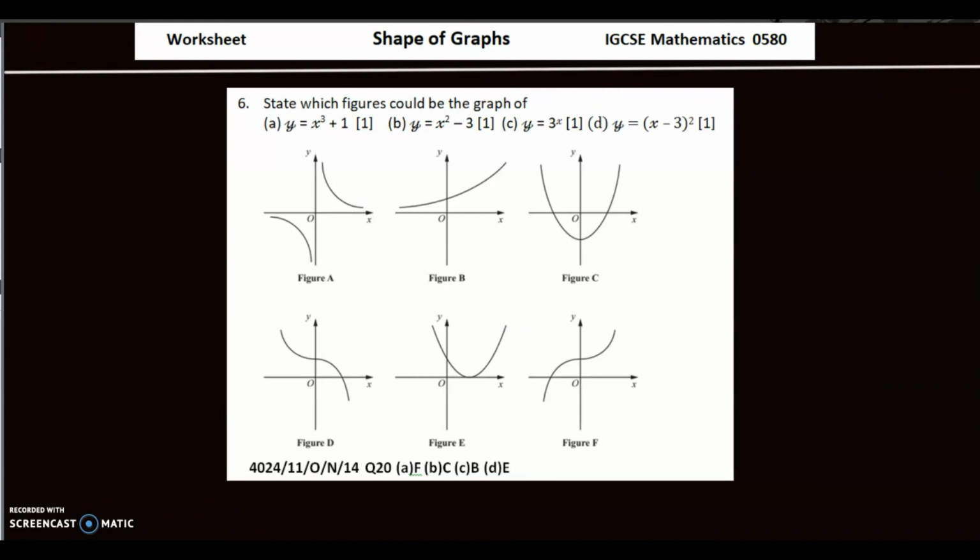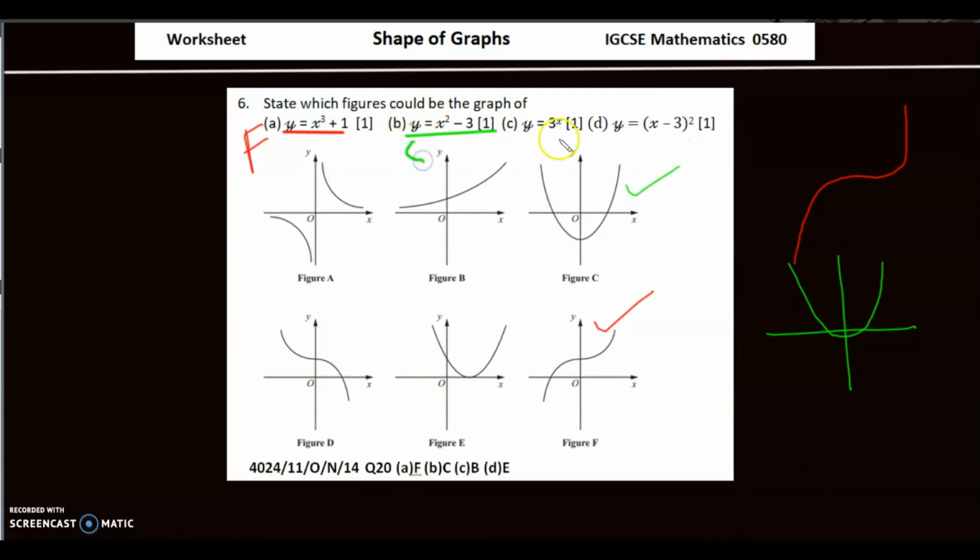Okay, question 6. The first equation is y equals x cubed plus 1. So x cubed is a graph like this. Move it 1 unit up. So here's the graph of part A. So the answer for part A is figure F. For part B, it's x square, which is a U-shaped graph, and that U-shaped graph is going 3 units down. So it's going to be this graph, part C.